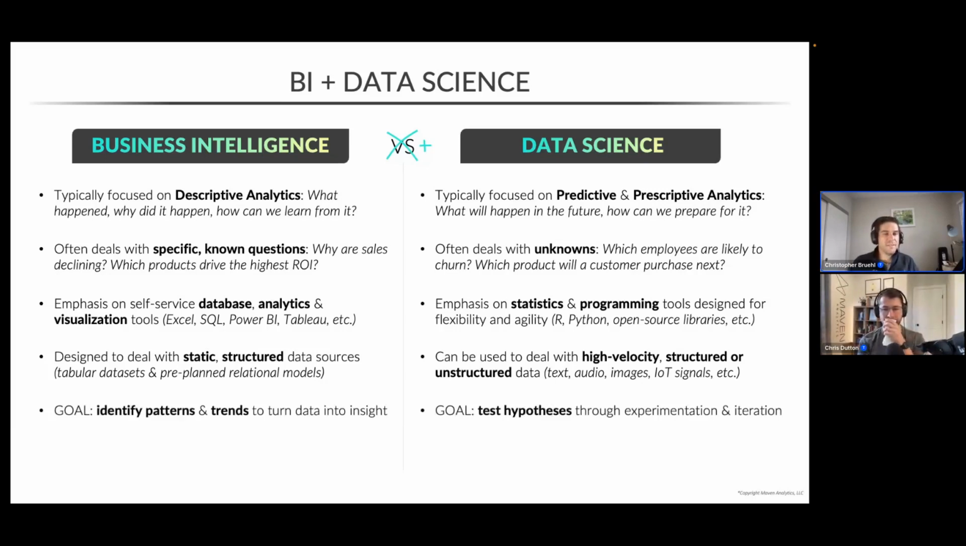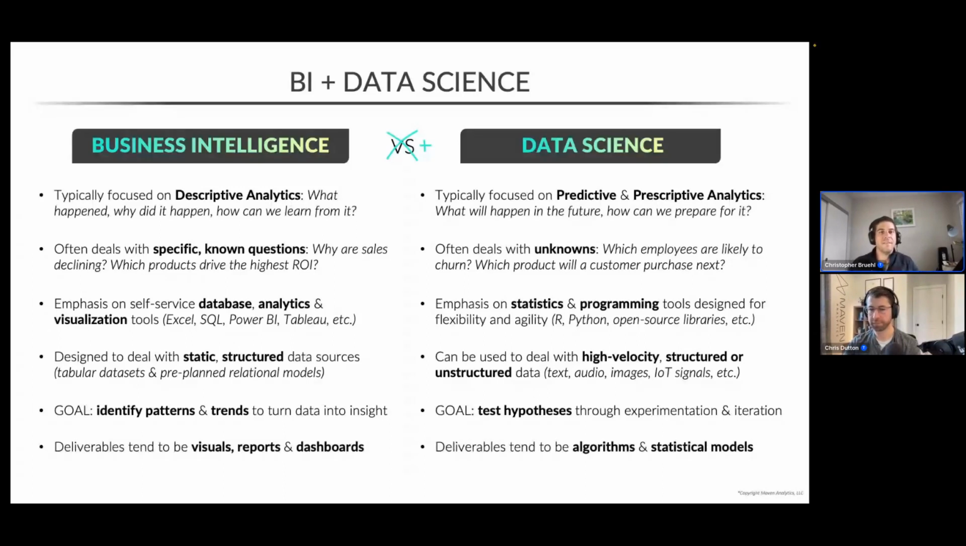The goal of business intelligence is to identify patterns and trends to turn data into insight, while the goal of data science is to test hypotheses through experimentation and iteration. So will my statistical model outperform the current process that we have in place, et cetera? And the deliverables of business intelligence professionals tend to be visuals, reports, and dashboards, while data scientists tend to develop or deliver algorithms and statistical models.